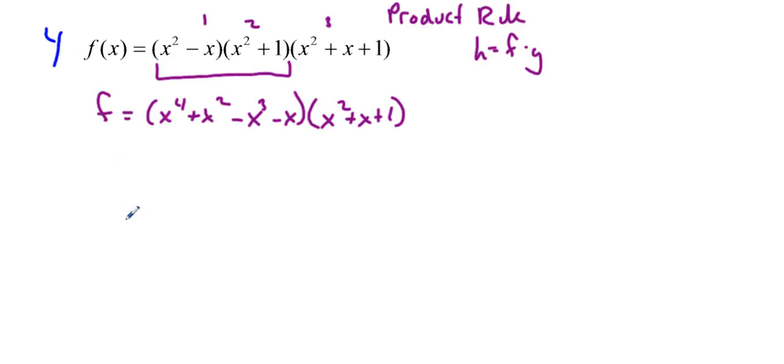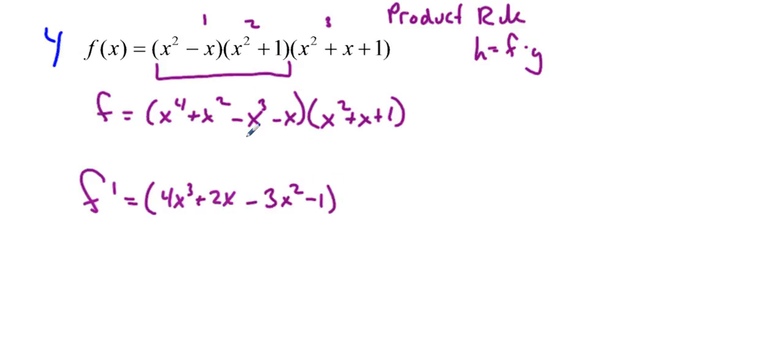Okay, and now from here, I'm going to find its derivative, and I'm going to use the product rule. So now this is going to be f and also g. So the product rule states I'm going to take the derivative of the first function. So I'm going to take the derivative of this. So I get 4x to the third plus 2x, use the product rule, minus 3x squared minus 1.